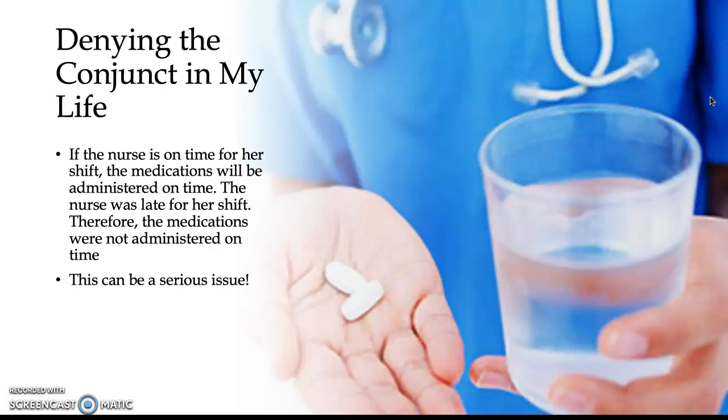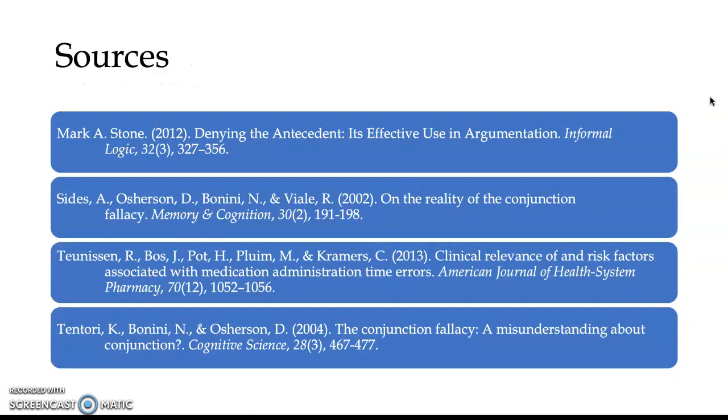and seeing that these things actually appear quite often. And then I did have a few sources that I included a lot of information in my paper, again with clinical prevalence and risk factors with medication time errors, so if I'm not giving my medication on time. And then I also used two sources to understand denying the antecedent and conjunct.